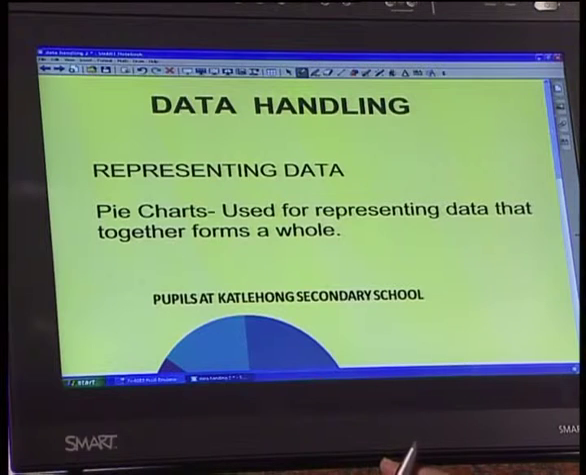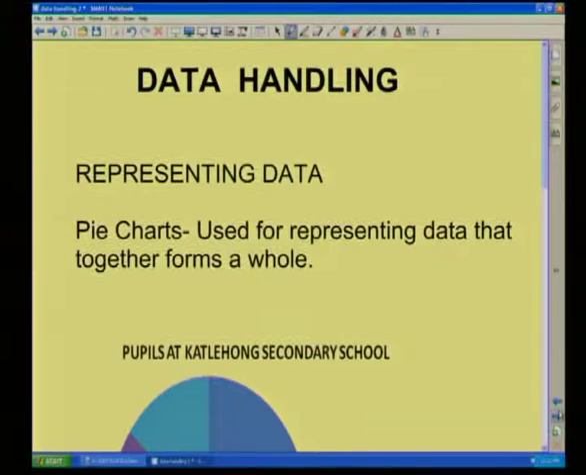A third way of representing data graphically is known as a pie chart. Now, pie charts are used for representing data that together forms a whole. In both the previous examples, it didn't matter if more or less people attended our presentation. If there were more, we'd simply add them in and reflect that data on the chart. In the sales of the vehicles, if we sold more or less vehicles, again, we'd simply reflect that on the chart.